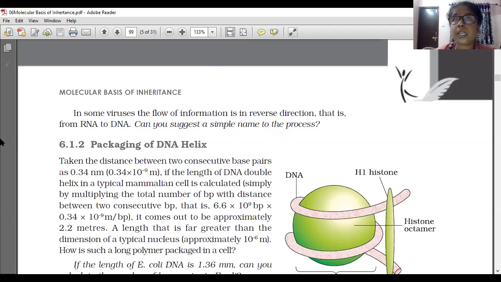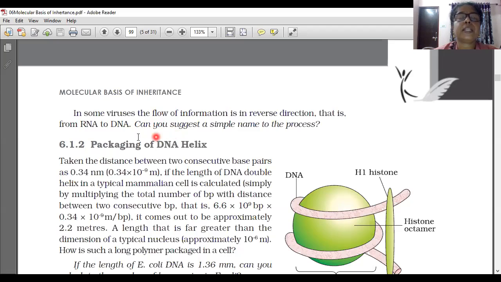Naturally, in higher organisms like human beings, only RNA is formed from DNA. DNA to RNA. But in smaller organisms like a virus, the reverse direction can take place: from RNA, DNA is formed. So in some viruses, the flow of information is in the reverse direction, that is, from RNA to DNA.